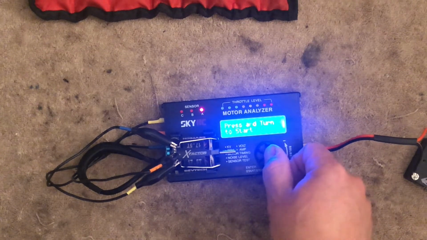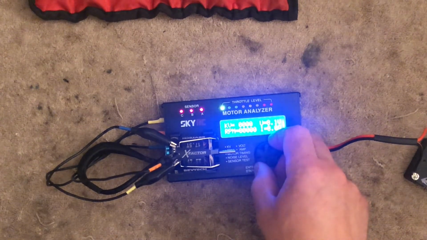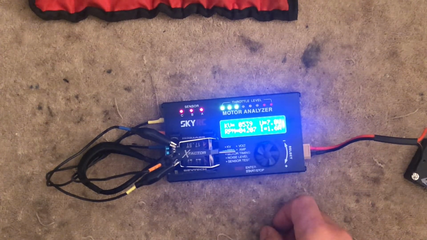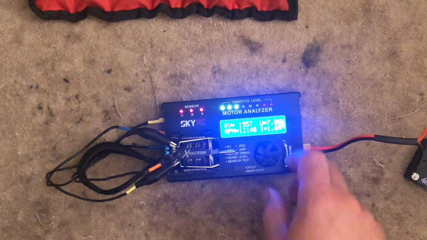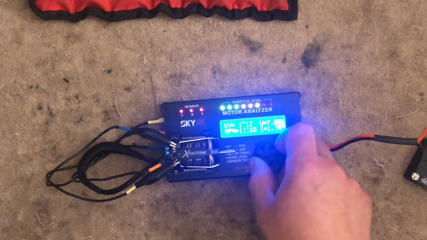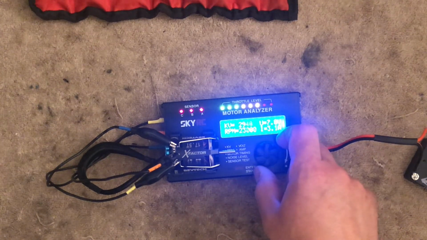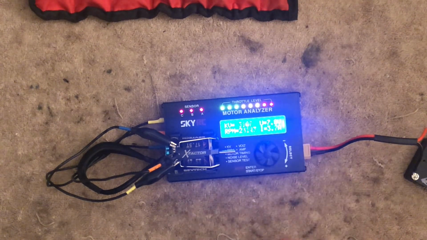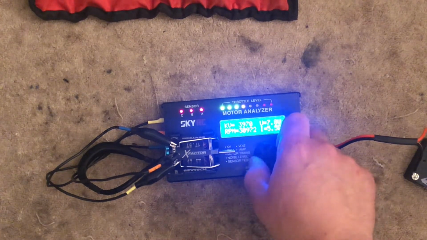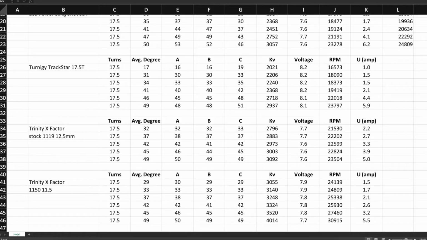So hopefully once that rotor comes in and I can test it, you can go ahead and watch what the results are. But for now, the RPM, well, the KVs, I should say, are very impressive, as well as the low amp draw. So let's go over to the data table. And here's the data table.